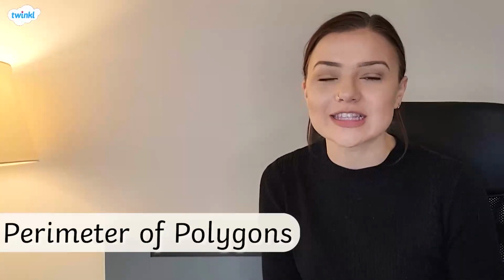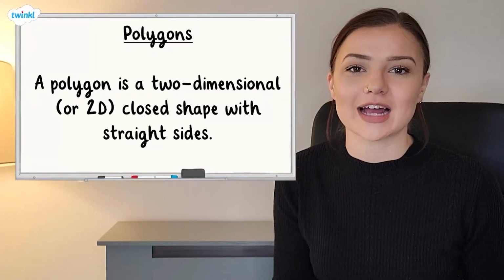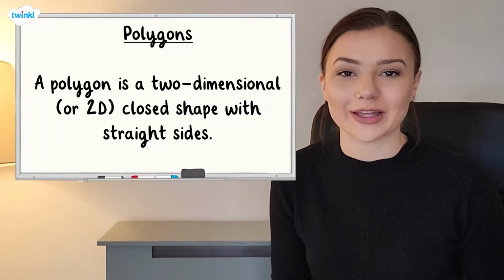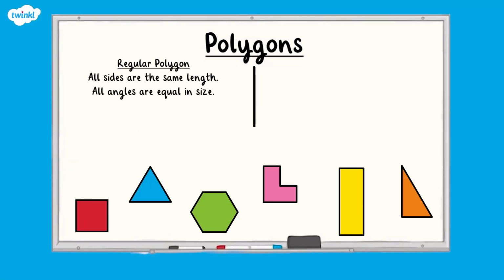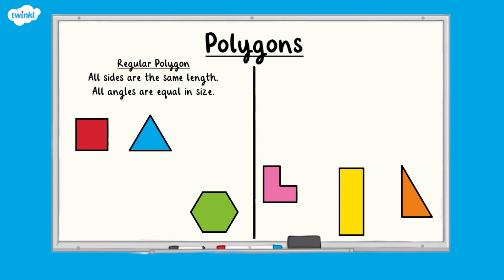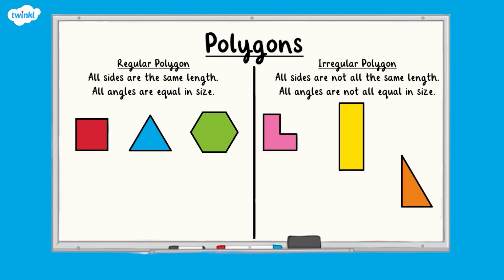This video is here to help you to calculate the perimeter of polygons. A polygon is a two-dimensional or 2D closed shape with straight sides, and these are all examples of polygons. A regular polygon is a shape where all the sides are the same length and all the angles are equal in size. A square, an equilateral triangle, and a regular hexagon are all examples of regular polygons. An irregular polygon is a shape that is not regular. It does not have all equal sides of the same length or all angles of an equal size.